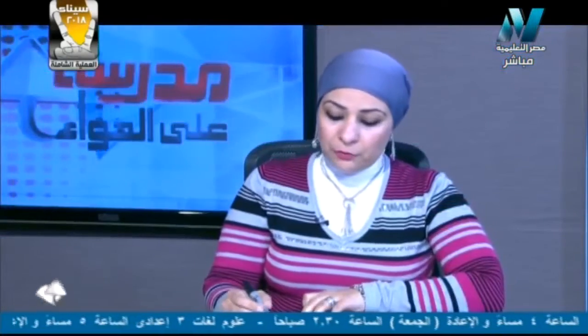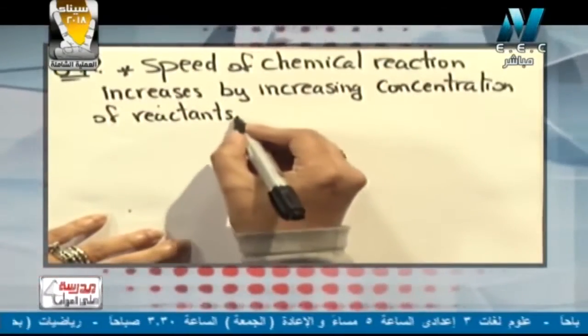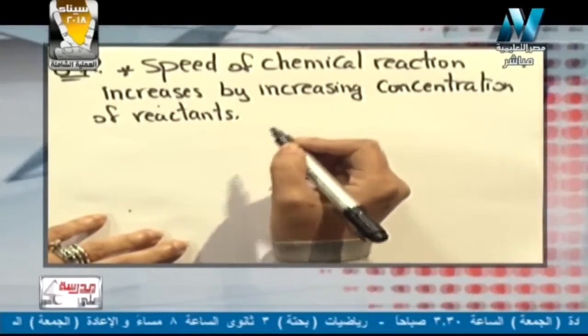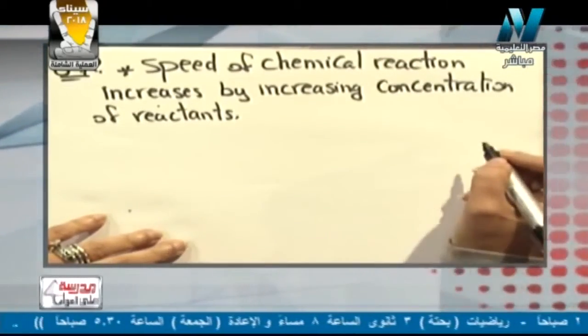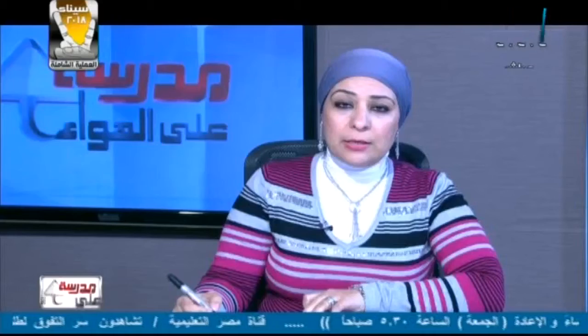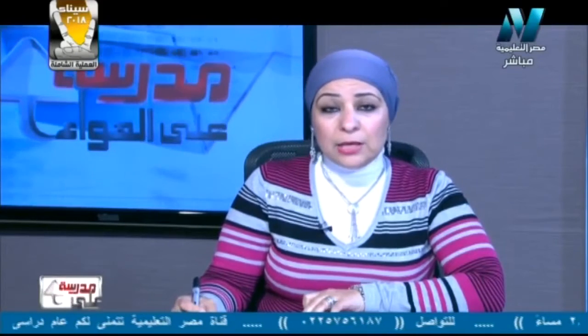Okay, as a give reason: the speed of chemical reaction increases by increasing the concentration of the reactant. As Mr. Muhammad said, we have an experiment. If we add magnesium to dilute HCl and magnesium to concentrated HCl, we will observe that the reaction is faster in the concentrated HCl. This is due to the increase of the collision rate; the molecules will hit each other more in the concentrated reactant than the diluted reactant.